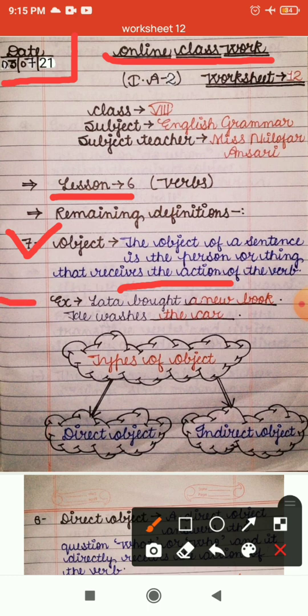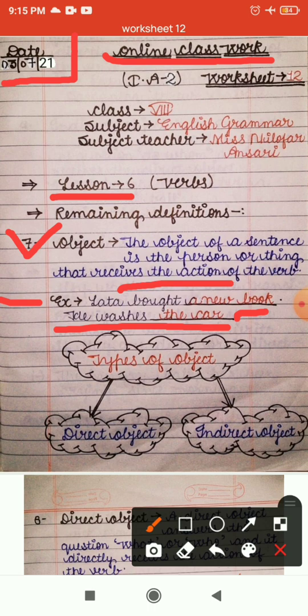Example, you can see Lata bought a new book. What Lata bought? A new book. So here the new book is receiving the action, that is bought. Second example is he washes the car. So he washes, what he washes? The car. So here the car is receiving the action, that is washes, and that's why it is object.